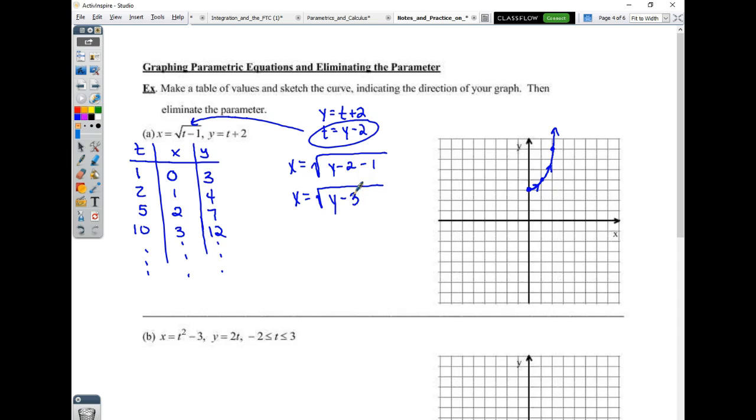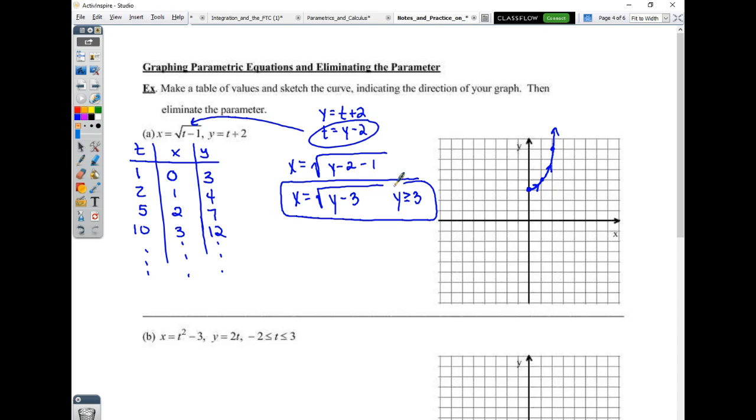Is there a restriction on the independent variable here as this is written? Y could equal 3. So y must be greater than or equal to 3. And you would have to put that restriction into your problem. You'd have to make that statement, y is greater than or equal to 3, because we want to make sure we have real values come out.